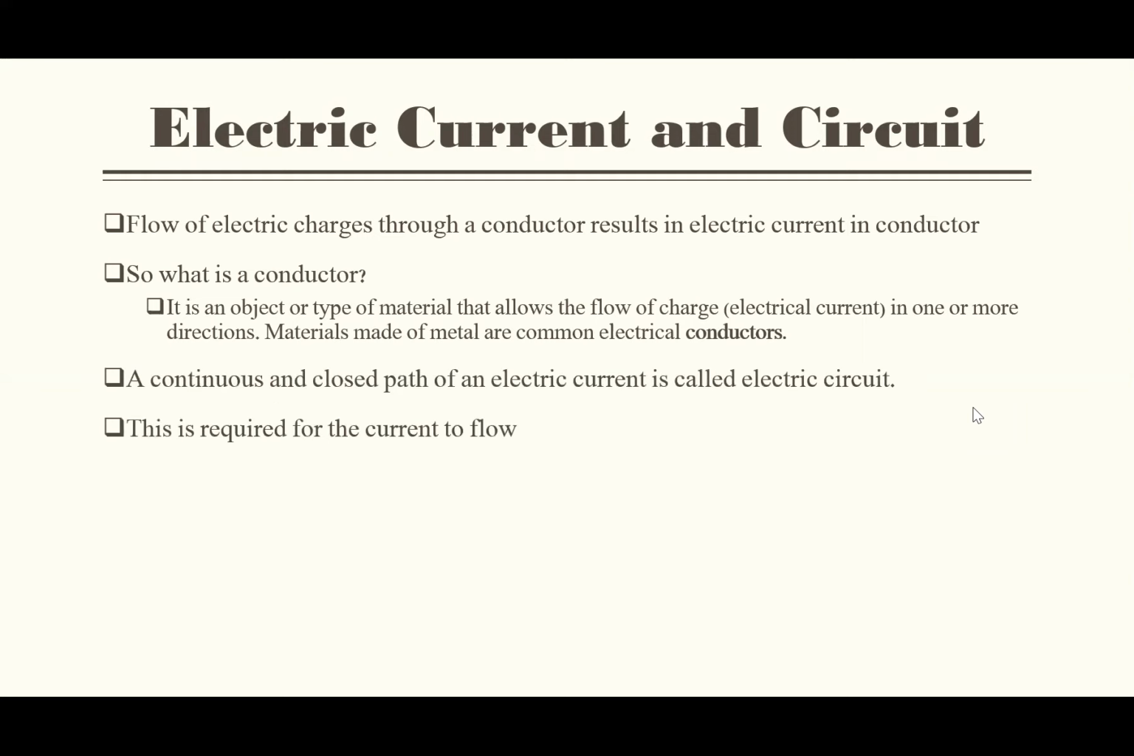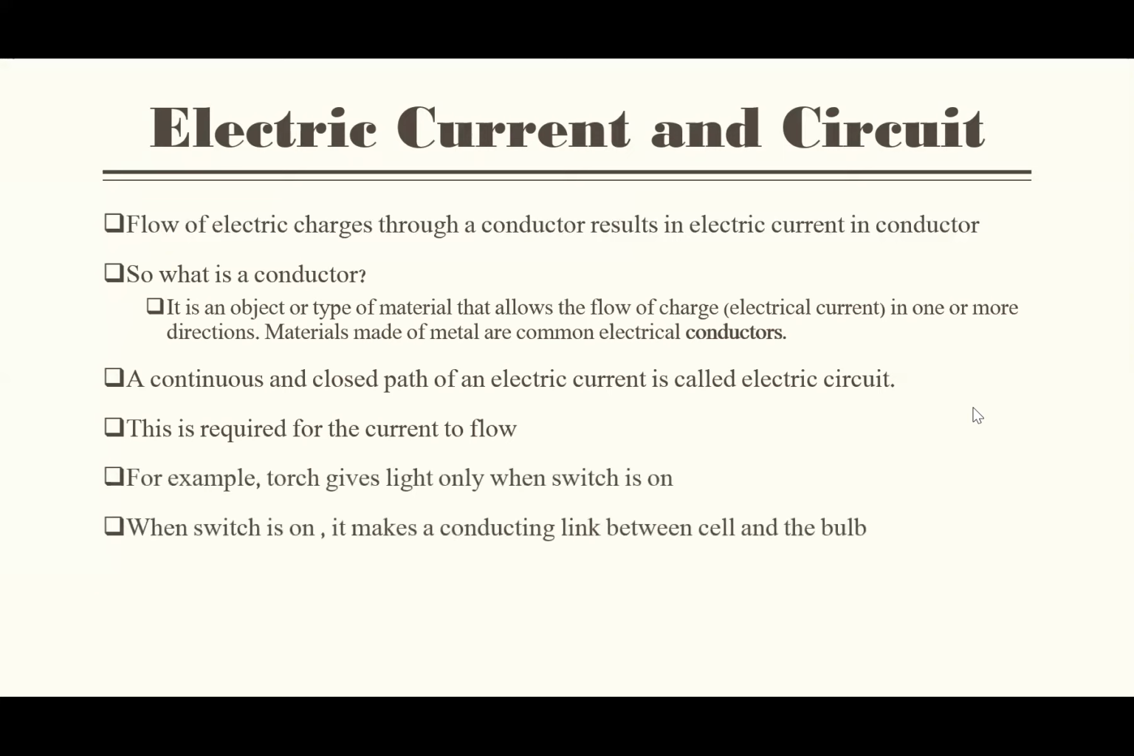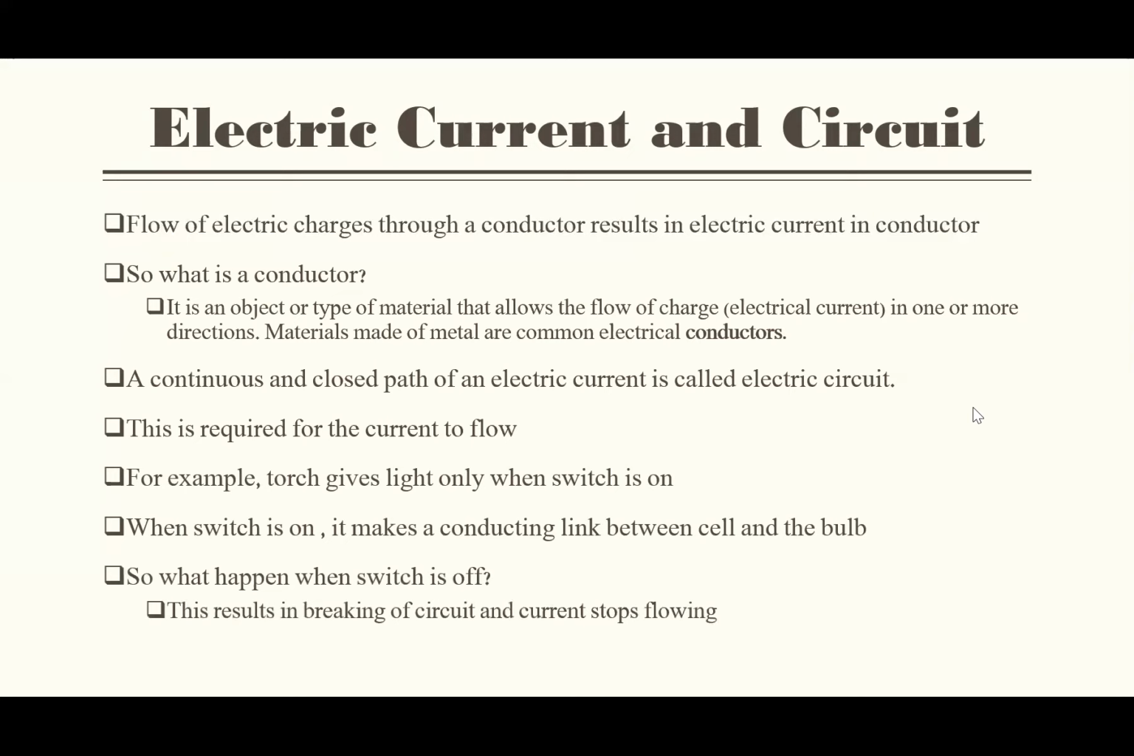Now, you need a continuous and closed path for electric current to flow. This corresponding closed path is known as an electric circuit. For example, you can take the case of a torch. When your switch is on, the torch gives you light. This is because when the switch is on, it makes a conducting link between the cell and the bulb. Now, what happens when the switch is off? This results in breaking of the circuit and the current stops flowing.